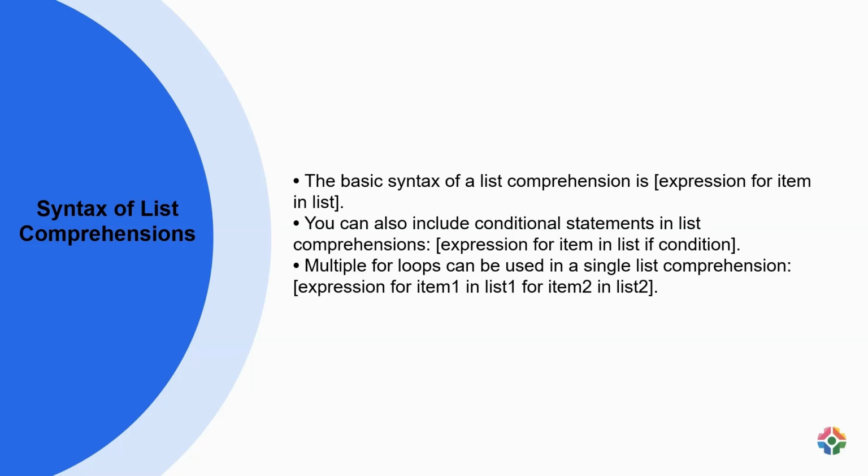Conditional statements can be included in list comprehensions using the syntax expression for item in list if condition. For example, [x for x in range(10) if x % 2 == 0] will generate a list of even numbers from 0 to 9.